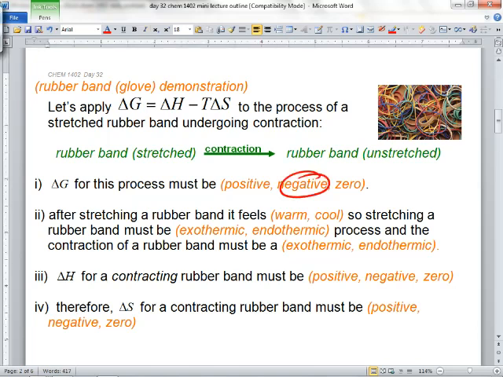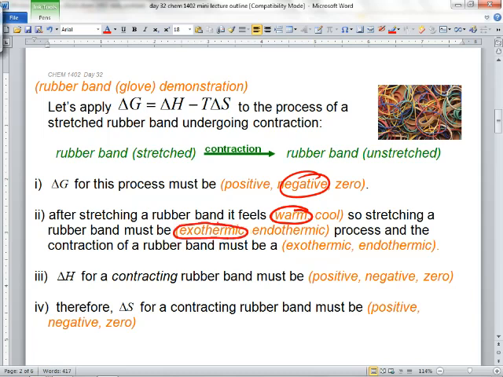So that had better be negative. Now here's where you need to help me out. Just take this rubber band and put it on your cheek. Feel the temperature of it, and then, to get used to that, stretch it and put it on your cheek again. After stretching this rubber band, it feels warm. So stretching a rubber band must be exo or endo? Exo, because it's giving off heat.